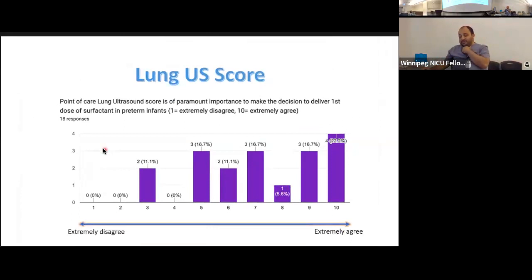On lung ultrasound importance, we have a good percentage who agree that lung ultrasound is a very important factor in the decision of surfactant for spontaneously breathing babies. But still, I can say that those at 5 and less are in the suspicious area. So they are still hesitant to rely on the lung ultrasound score, although all of us know that all the evidence now suggests lung ultrasound is very helpful in offering surfactant earlier rather than later.